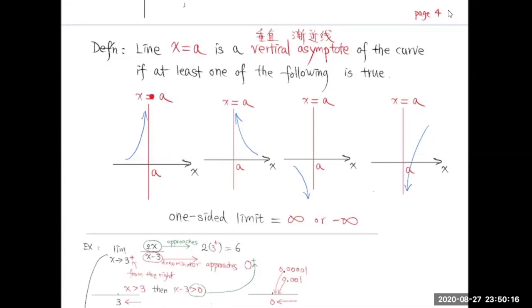The vertical line x equal to a is a vertical asymptote if at least one of the following is true. Either the left-hand limit goes to infinity or negative infinity, or the right-hand limit goes to infinity or negative infinity. If a one-sided limit here is equal to infinity or negative infinity, then we say this vertical line x equal to a is a vertical asymptote. Sometimes we abbreviate vertical asymptote as VA.